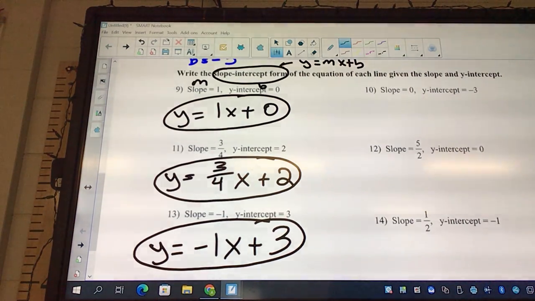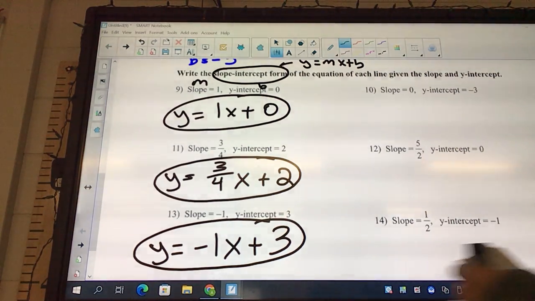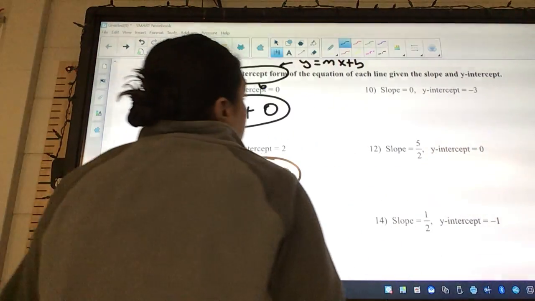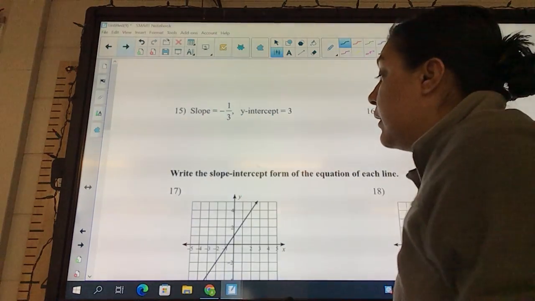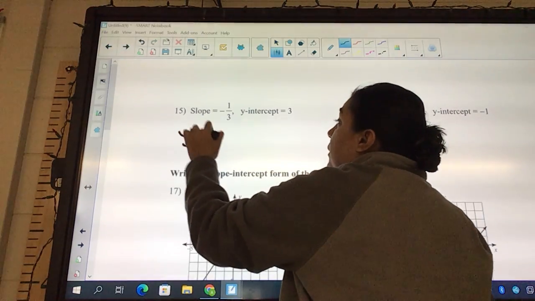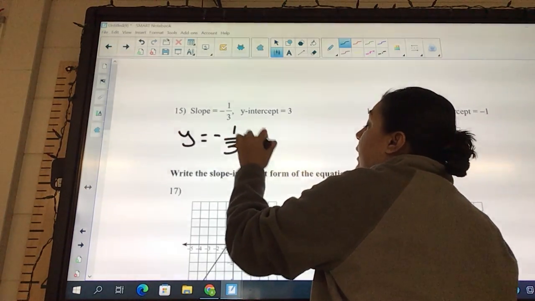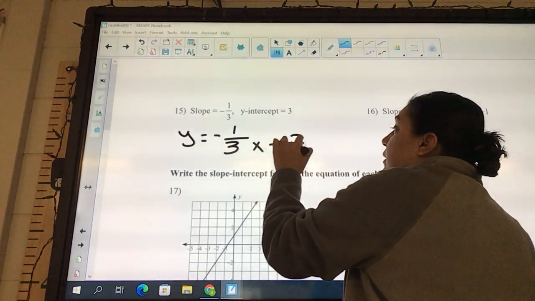Turn your page, take a second, and try to do 15 by yourself. So my slope is negative 1/3 x plus my y-intercept is 3.